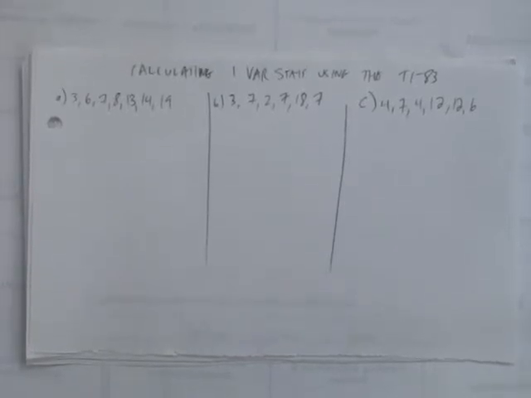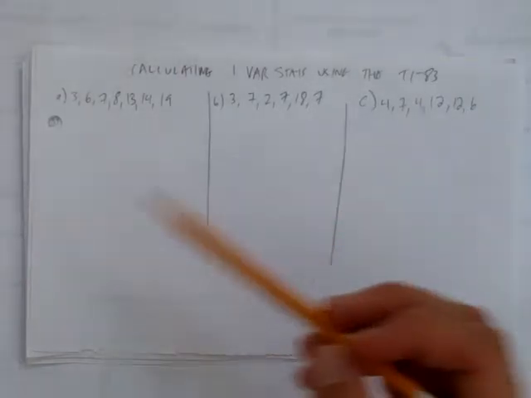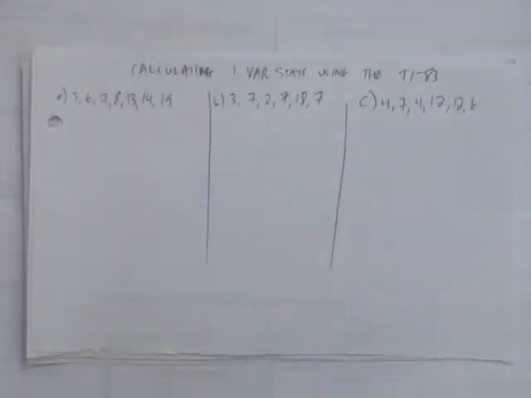In this video, we'll look at calculating one variable statistics using the TI83 graphing calculator. There is another video with the exact same examples, and I've done those examples by hand, so I recommend watching that video first. Nonetheless, this video will assume you already know how to do this by hand. We'll try it on the graphing calculator.